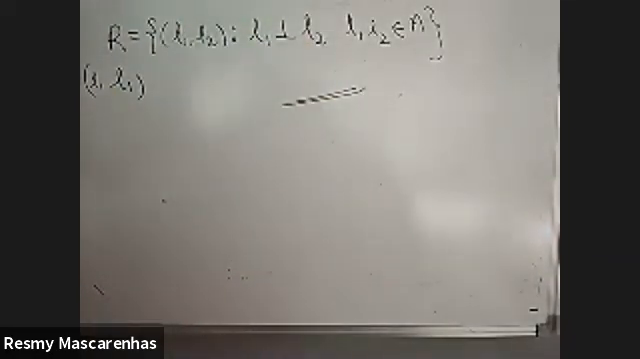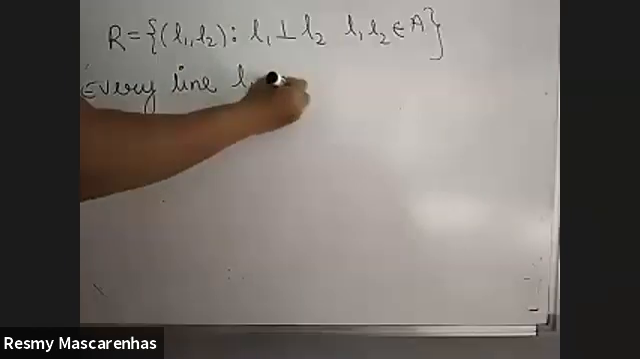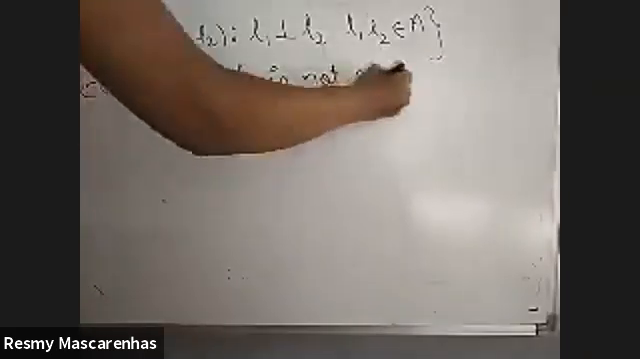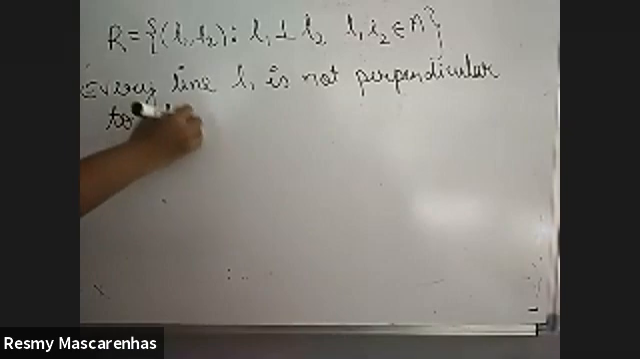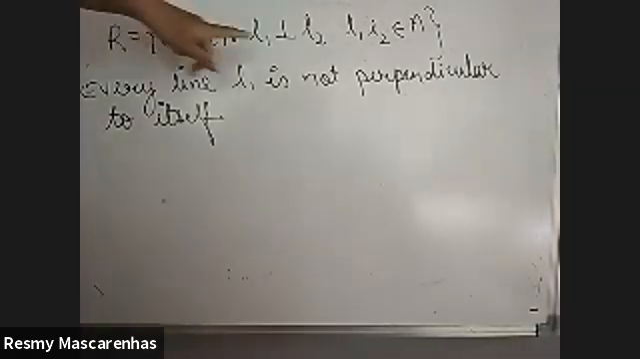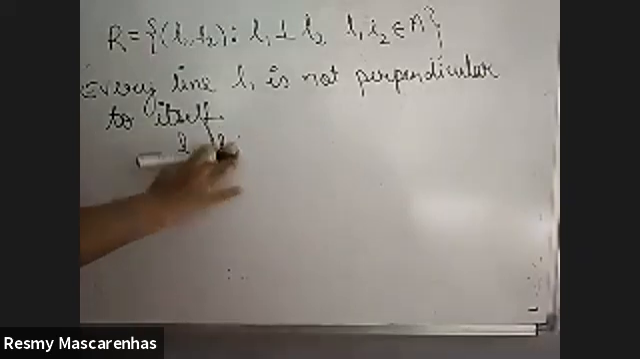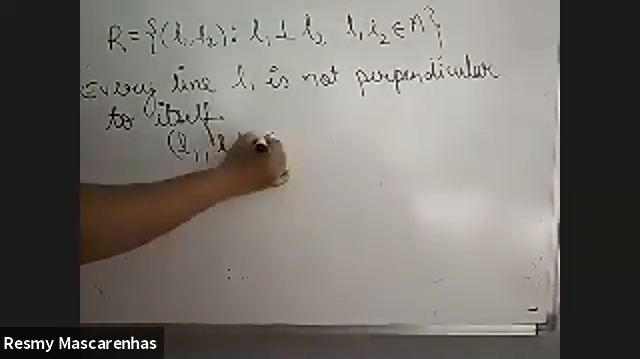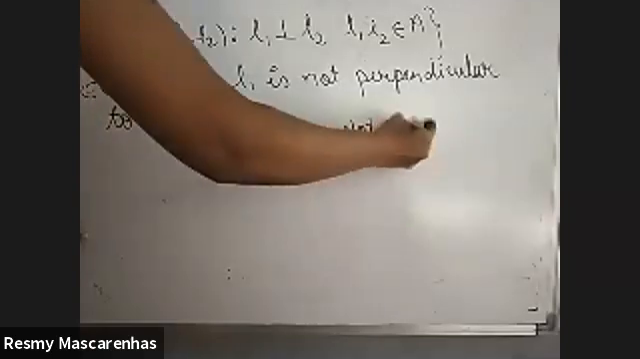So how we have to write is: every line L1 is not perpendicular to itself. So obviously it is not satisfying that condition. So that's why L1 comma L1 does not belong to this relation. Therefore, not reflexive.